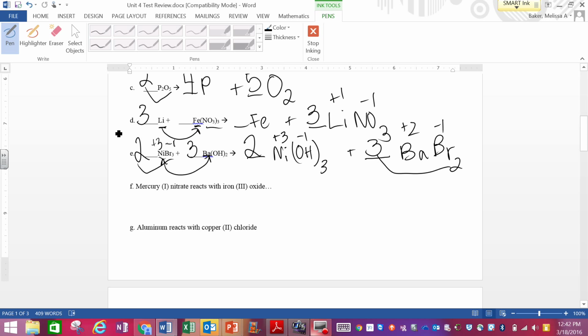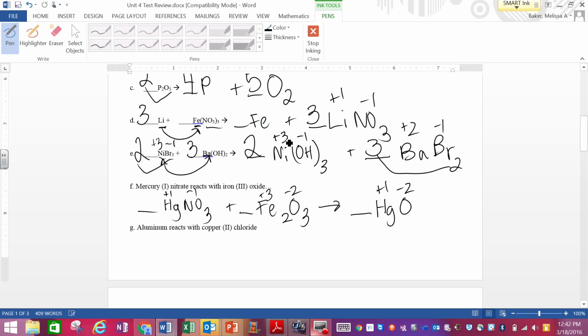Oh, letter F, we've got to write out the whole reaction here. Mercury is Hg, and it says it's got a plus 1 charge, and it's with nitrate, which has a minus 1 charge. It says it reacts with iron 3 oxide. So that'll be Fe2O3. And this is going to be a double displacement reaction. 2 things added to 2 things. So now Hg is going to be with O. Again, it's going to be Hg2O since their charges are not canceling out. And Fe, which has a plus 3 charge, iron 3 oxide, is going to be with the NO3. So this becomes Fe(NO3)3.